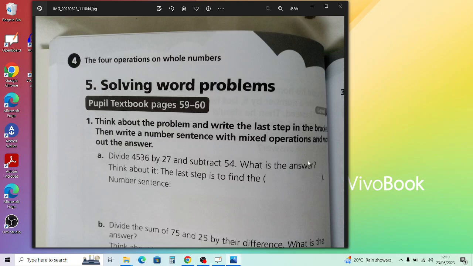Divide the sum of, so sum, remember the sum and the difference, so sum of 75 plus 25, and that answer, which is 100, you're going to divide that by 50. Why? Because that's the difference between 75 and 25, because difference is 75, take away 25, that's how you work out difference by taking away one from the other.